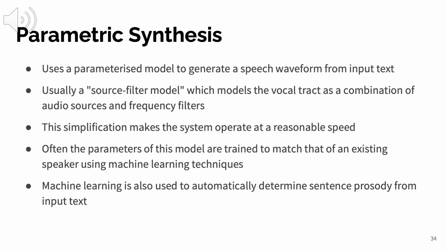Parametric is, unsurprisingly, using a parameterized model to generate a waveform from input text. The most common is a source filter model, which just models the vocal tract as a combination of audio sources and frequency filters.